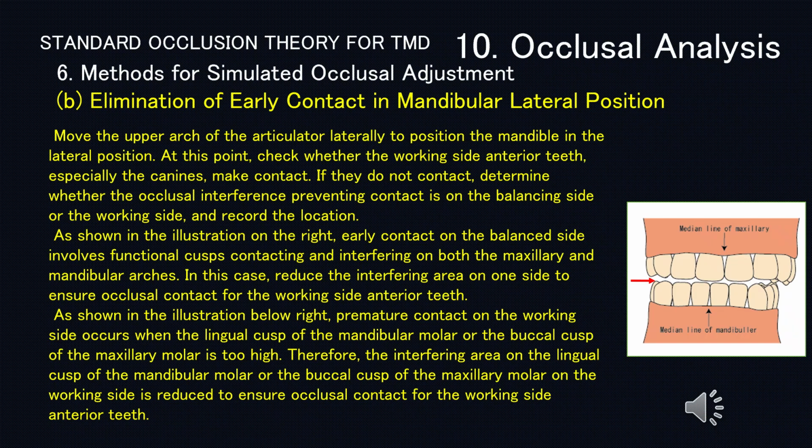As shown in the illustration below right, premature contact on the working side occurs when the lingual cusp of the mandibular molar or the buccal cusp of the maxillary molar is too high. Therefore, the interfering area on the lingual cusp of the mandibular molar or the buccal cusp of the maxillary molar on the working side is reduced to ensure occlusal contact for the working side anterior teeth.